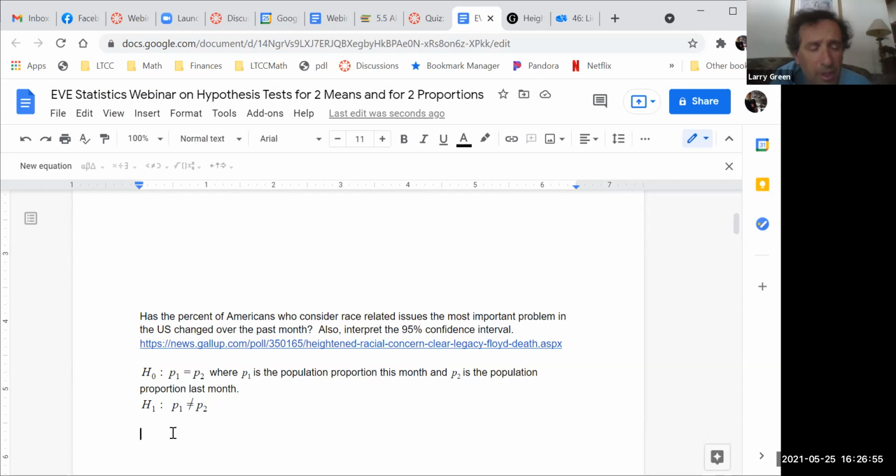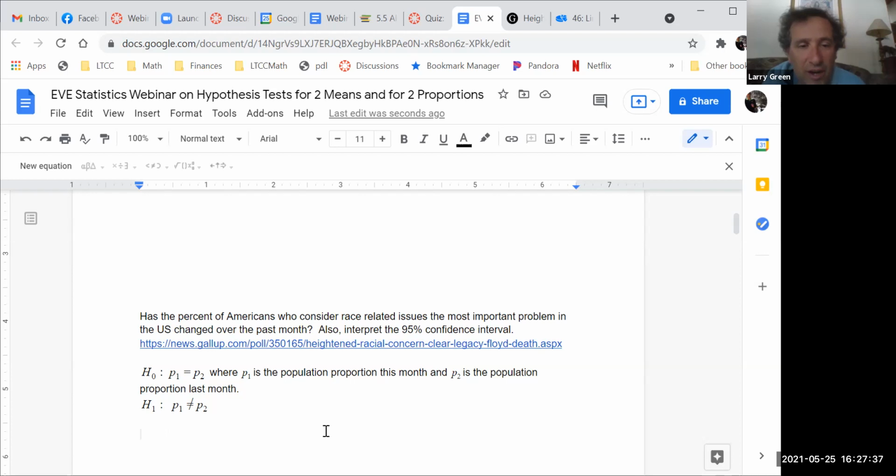Okay, again, this is very similar to last week, but last week you'd have P equals a number. Now we have a P1 and we have a P2 because there are two unknowns that we're comparing. And notice it is a yes or no question, because the question is, do you consider race-related issues the most important problem in the United States? And you either say yes or you say no. And when you have a yes, no question, that's P, P for proportion of yeses. Any questions so far?